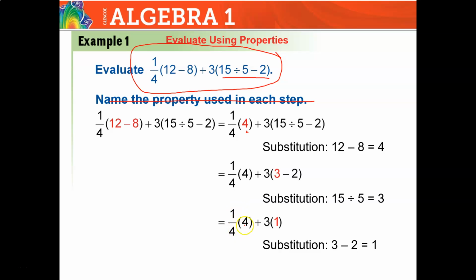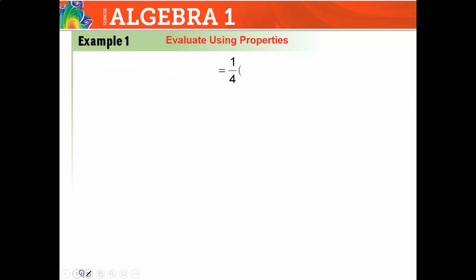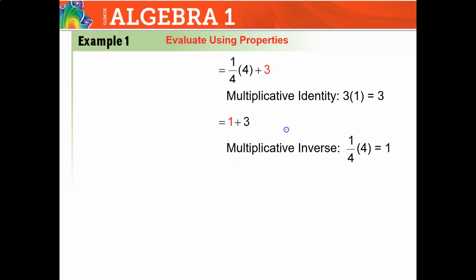So we have 1/4 times 4 plus 3 times 1. 1/4 times 4, well, you put 4 over 1. They're multiplicative inverses, they equal 1. 3 times 1 is 3. So we have 1 plus 3. 1 plus 3 is 4. Your answer is 4.